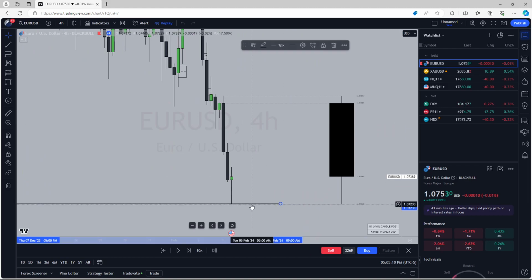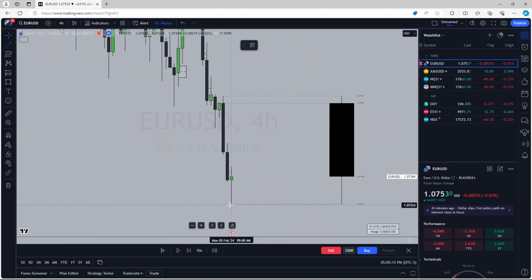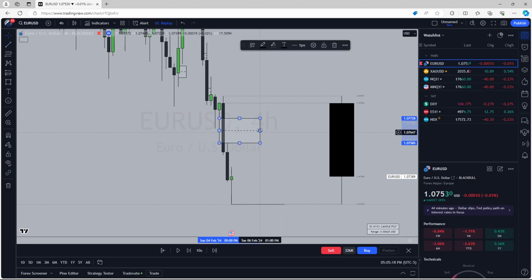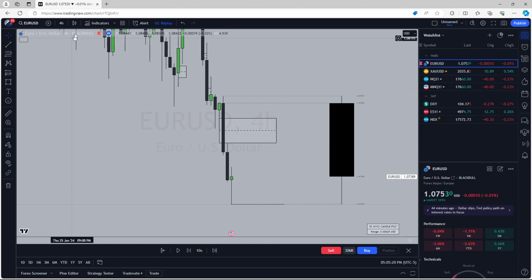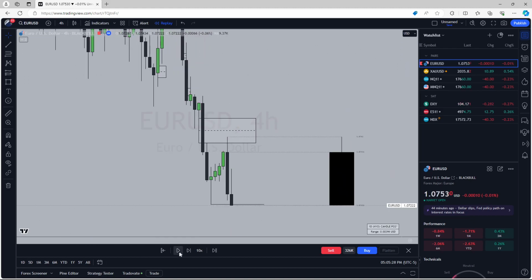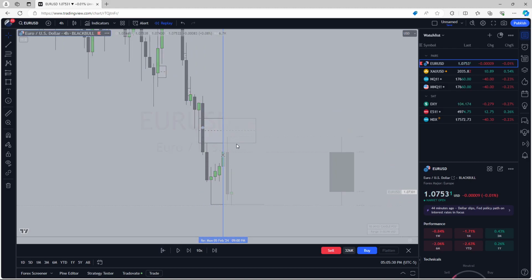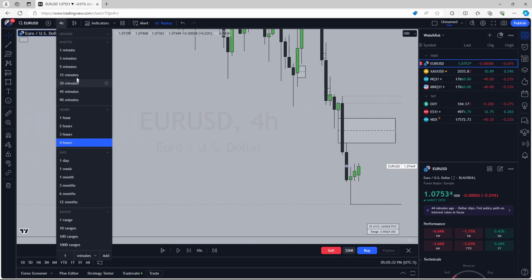I'll take this out. We just mark out our ERL, right? And then what do we have here? 4-hour BISI. I want to see price run into this, right? 4-hour time frame goes into the 15-minute, but I'm just waiting, right? Okay, that's too fast. I'll show you.